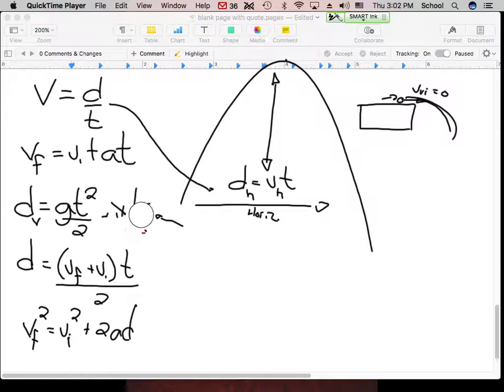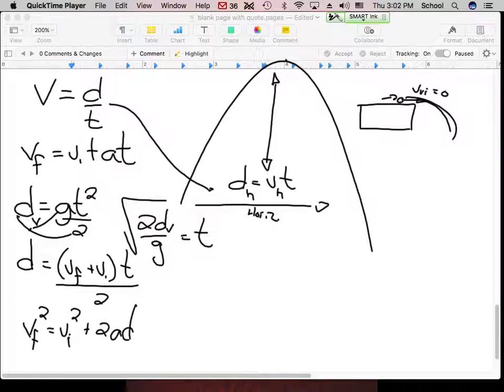So if I have this and I want to solve for time, then the 2 is going to come up, the G is going to come down. So I'm going to end up with 2 dV over G equals T squared. So to just get T, I'm going to square root that. And again, this only works when I'm falling down. So we call this the T down equation.